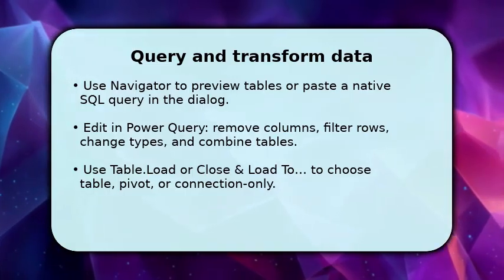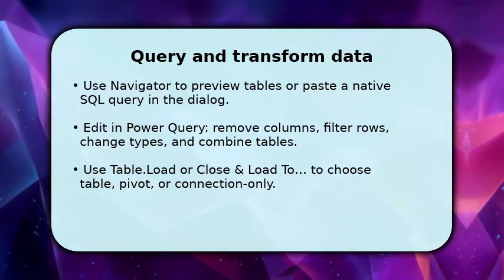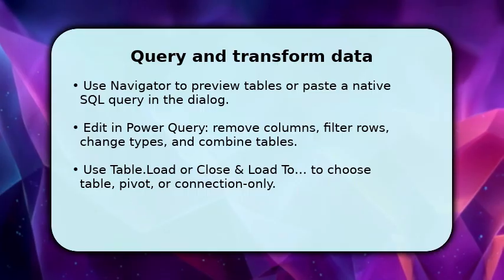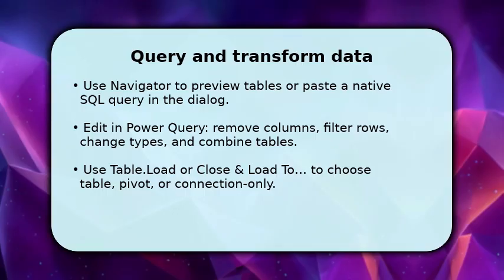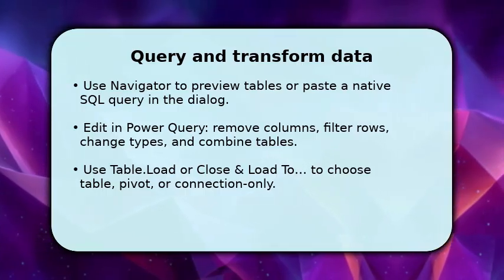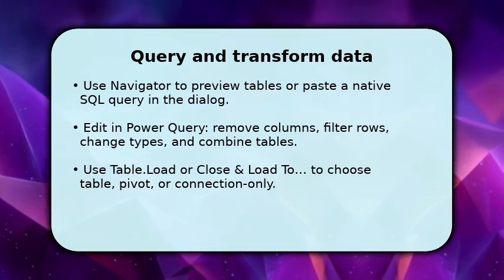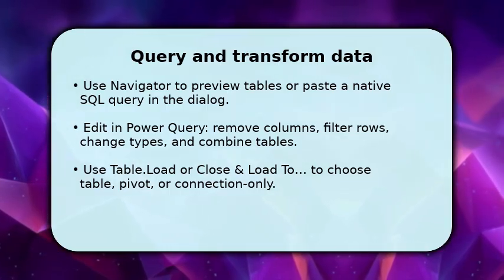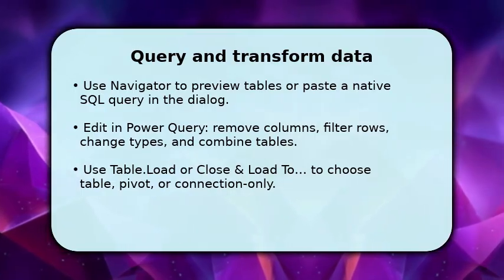Here you clean and shape: remove unnecessary columns, filter rows, change data types, and split or merge columns. Do this to reduce data transfer and speed up refreshes. If you need joins, use Merge Queries. For aggregations, use Group By. After shaping, use Close and Load to decide whether to load a table, pivot table, or create a connection-only query that you can reference later in the workbook.